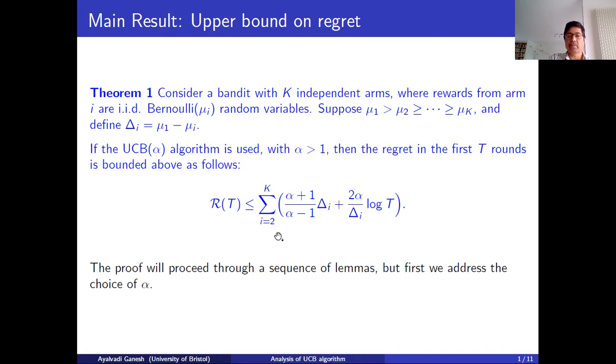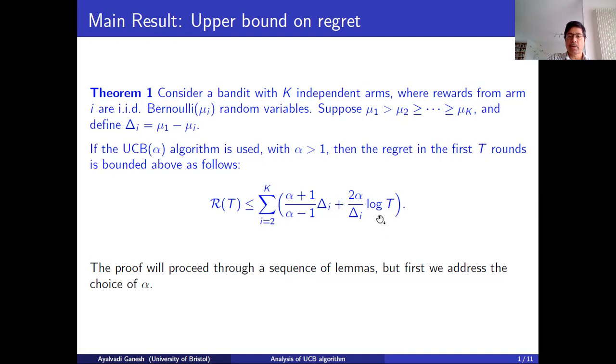Let me talk you through this expression. So we have a sum over all the suboptimal arms, 2 through K. The contribution from each suboptimal arm I consists of 2 terms. The first term is a constant that depends on the parameter alpha of the algorithm, and delta I, how much worse this arm is than the optimal. The second term also depends on alpha and delta I, but it's also growing with t. Okay, so there's a constant term and there's a term growing with t.